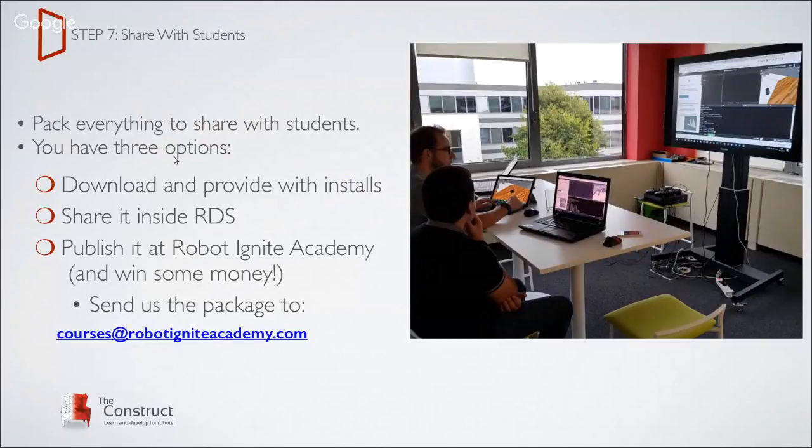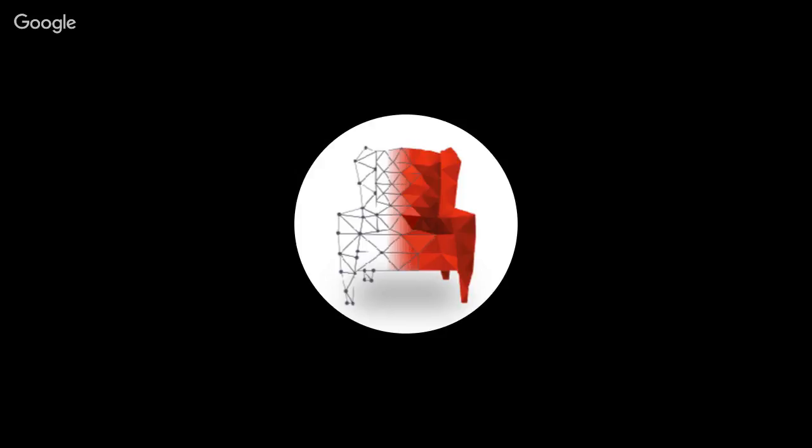And now you have 3 options. If you have been using RDS, you have 3 options. And one is to download and provide the different projects with installs. You can download from the RDS everything that you have created, everything. So you download it and then you provide it with your virtual machine, with your whatever, the Docker or local installation. Then another thing that you can do is to share what you have done inside the RDS. This is very simple. Let me show you. It's very simple. It's here.